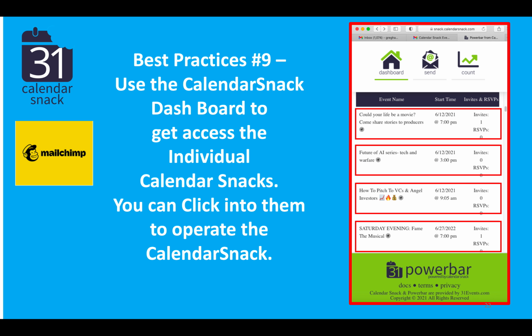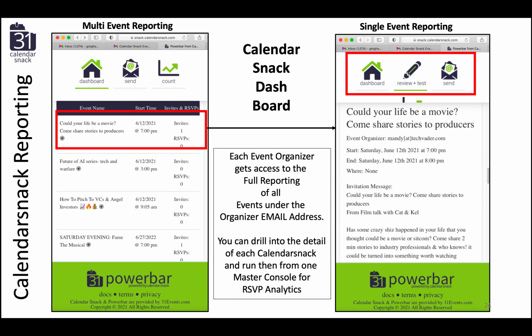And then best practices, number 9 is make sure you understand where the dashboard is for the individual events, because you can track those individually and get details for all your events there. So the CalendarSnack dashboard is there. You see as we drill into details, you can move from high level into actually the CalendarSnack itself and operate the CalendarSnack as an individual entity and actually use it or reuse it for the RSVP button or the event landers or the landing pages themselves.